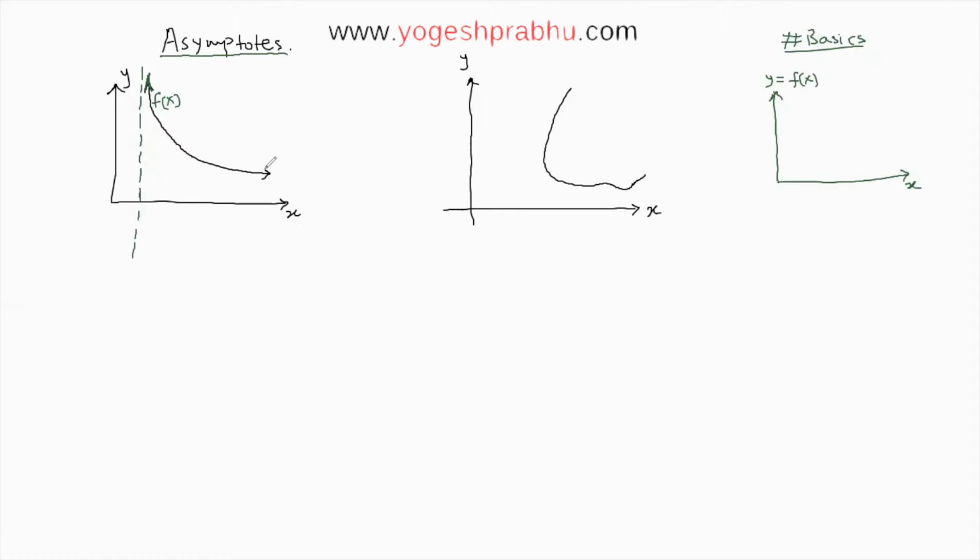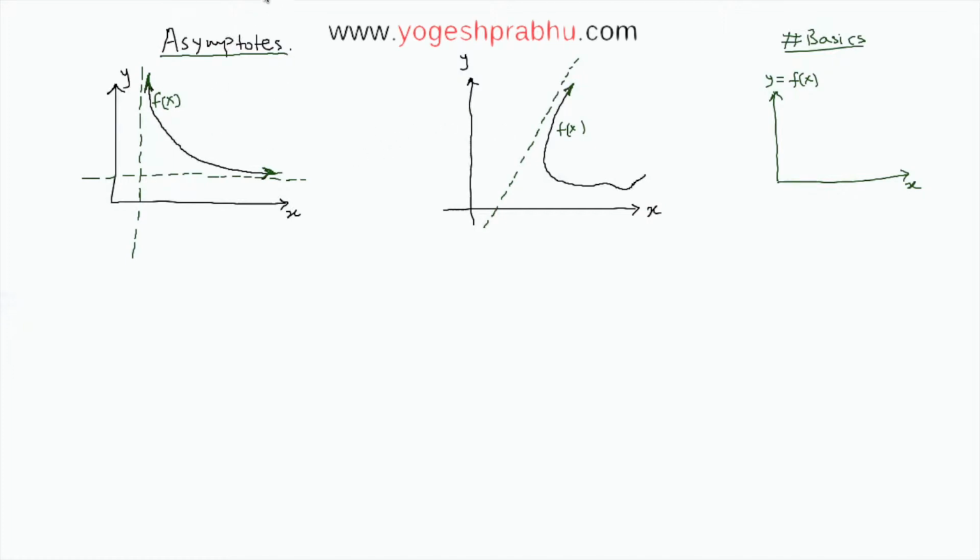The same goes here, that maybe this type of function will extend on this side, but it will never meet this line. So this line is called a horizontal asymptote of this function. Now this function has a slant asymptote. It's neither vertical nor horizontal, but it is of this shape, and this is called a slant asymptote of this function.